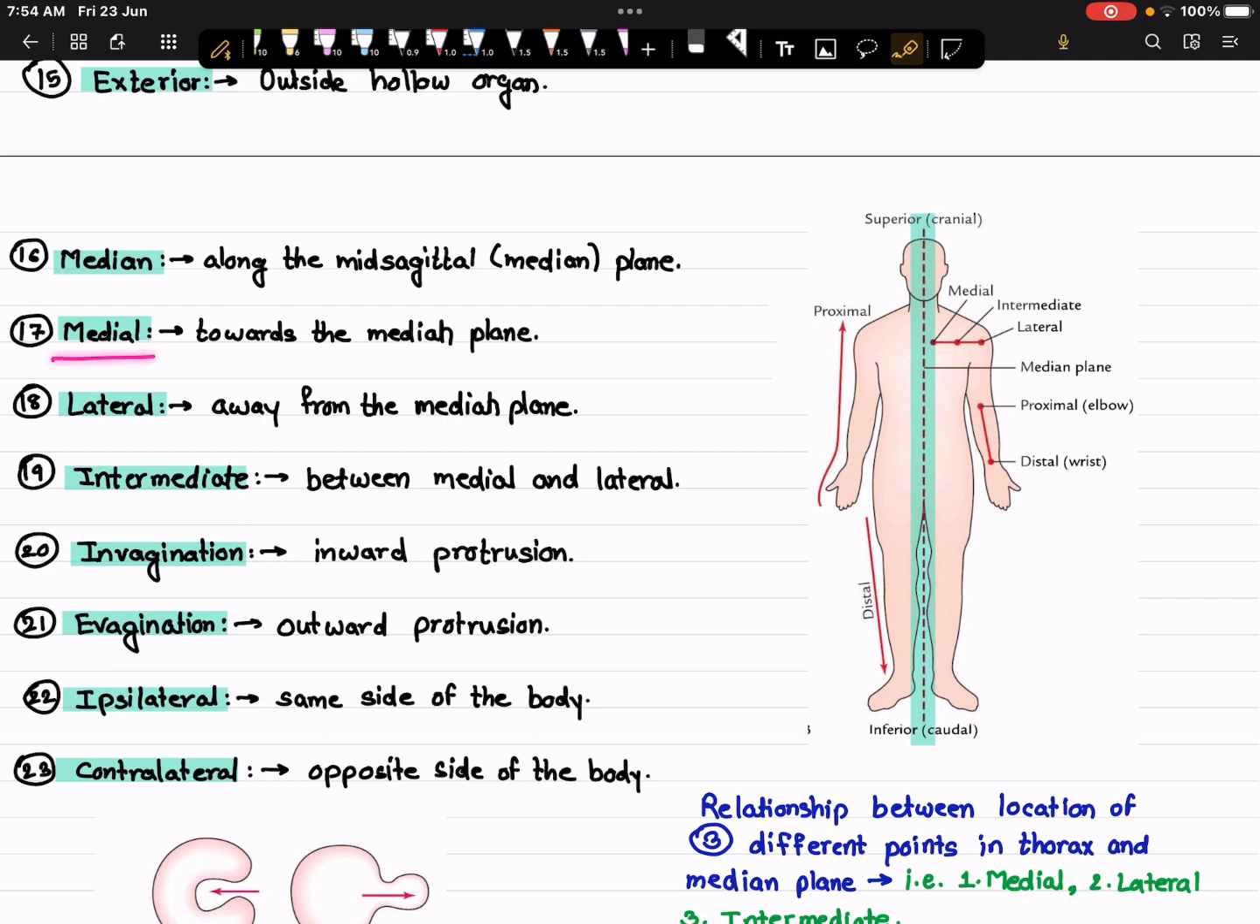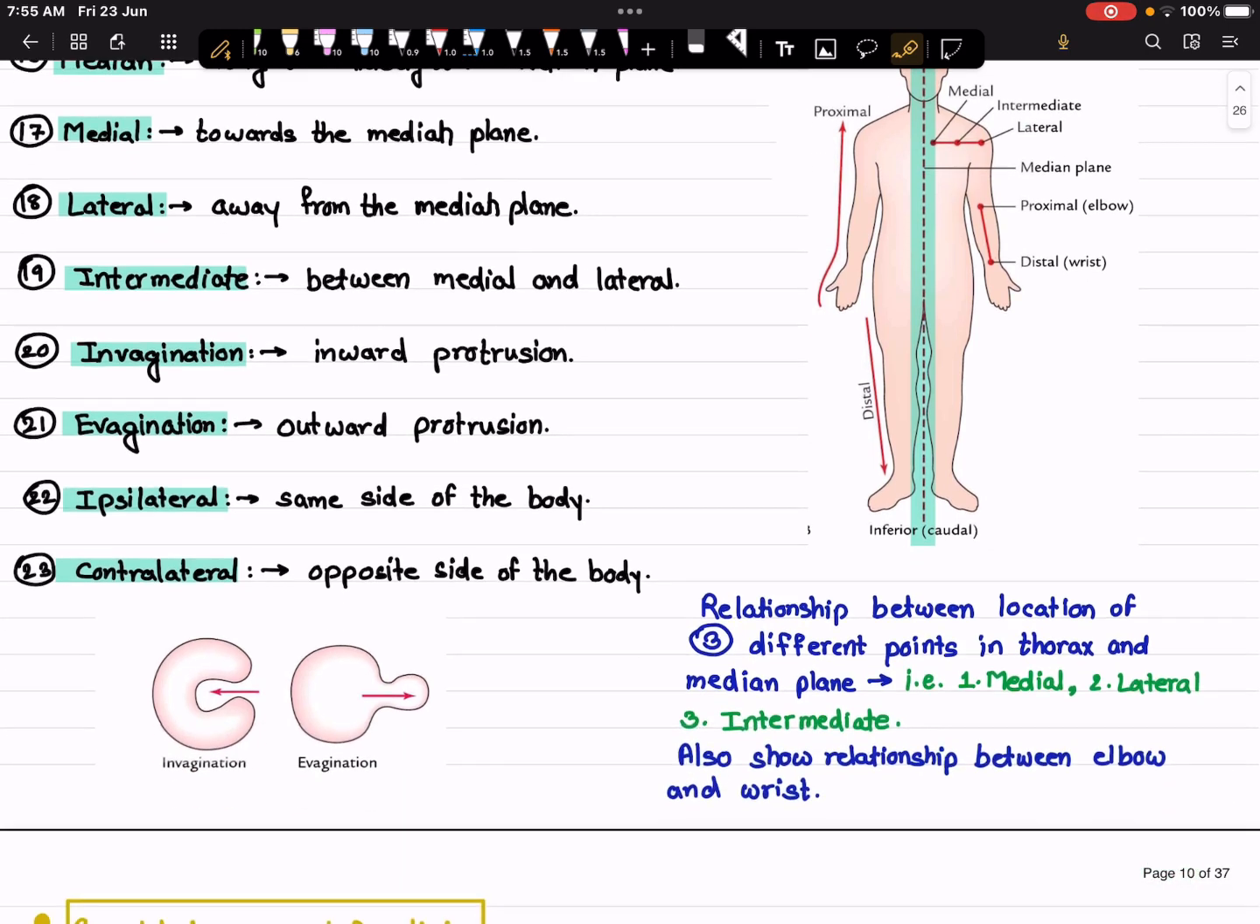And when it comes to medial, anything which is towards the median plane, like this point here is near to the median plane, it is going towards the median plane, hence this point is termed as medial. When it comes to lateral, it is away from the median plane. Now this point here is going away from the median plane, hence it is termed as lateral. So anything going towards the median plane is termed as medial, and anything which is going away from the median plane is termed as lateral, and anything which is in between medial and lateral is termed as intermediate. So intermediate is nothing but between medial and lateral. So this point here is termed as intermediate.